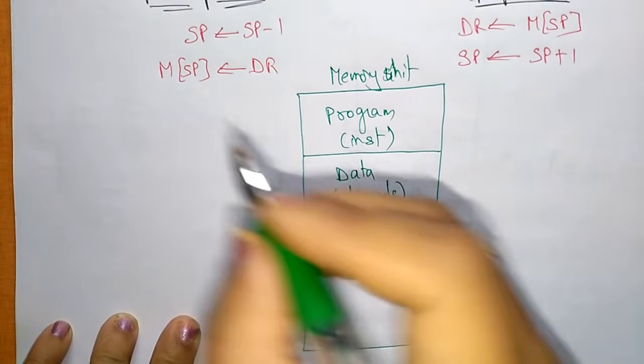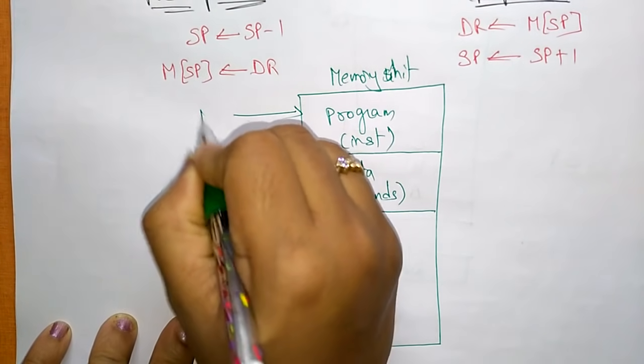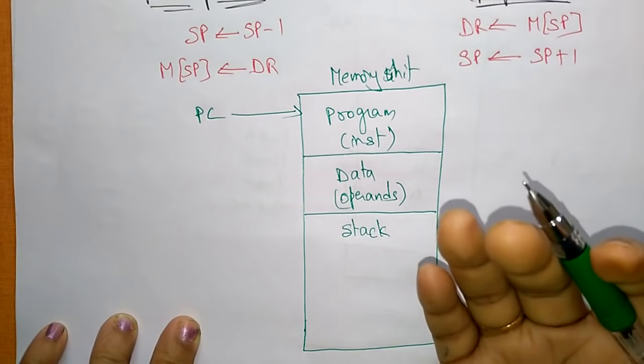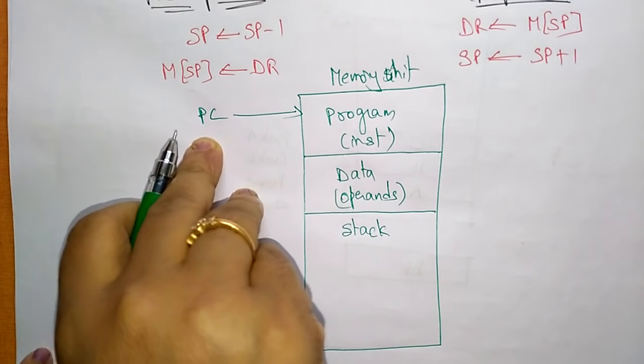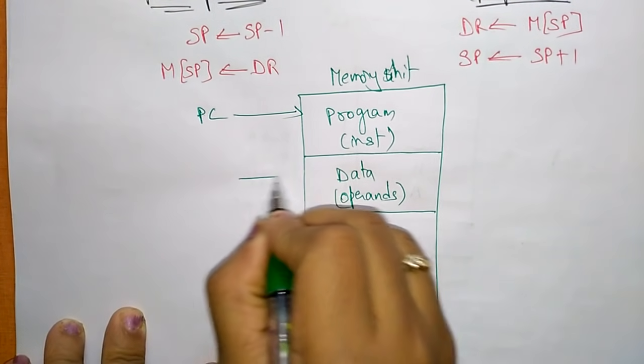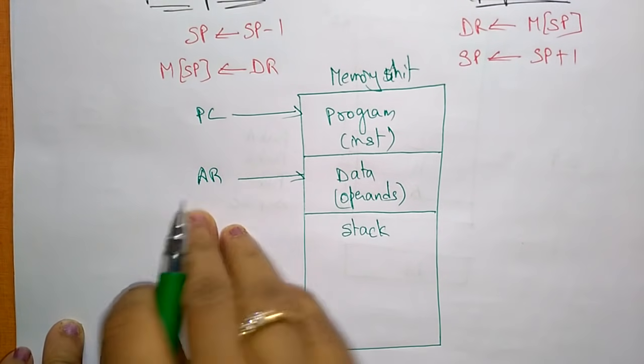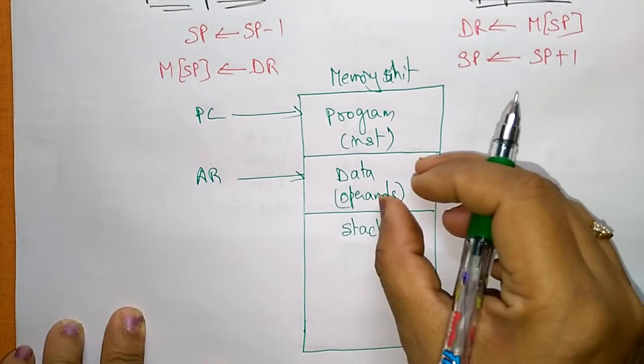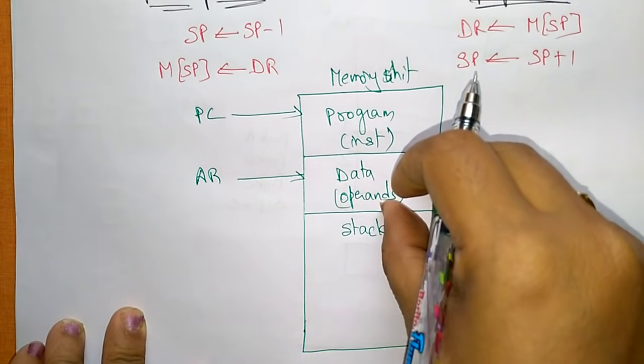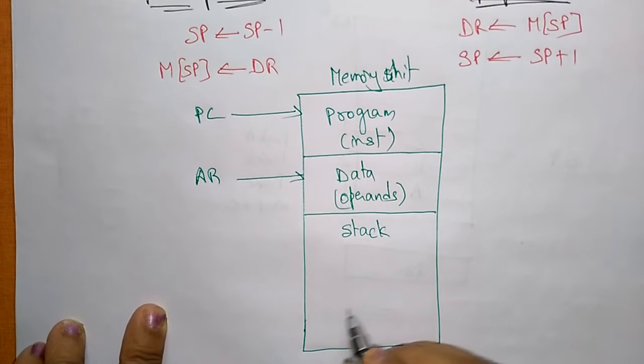The program counter stores the instruction to be executed next. The data register is identified by the address register. Based on the address register, you can identify the operands present in the memory unit. Now, coming to the stack pointer.